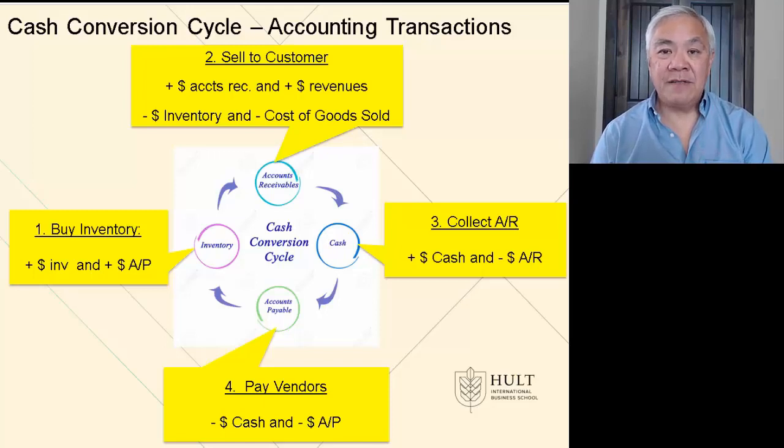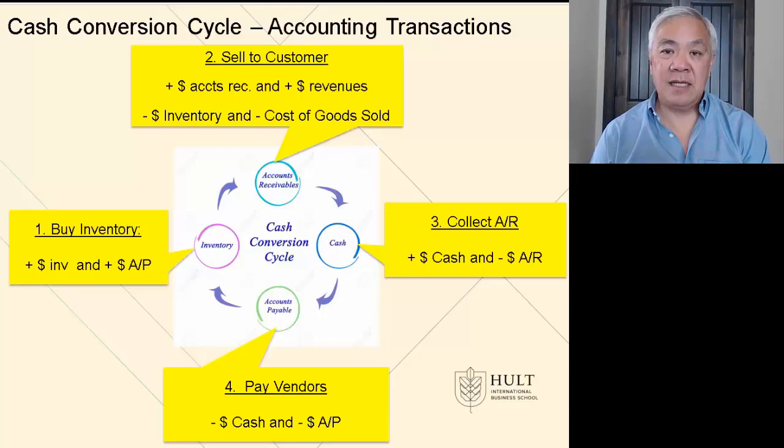Second is we sell the inventory. That is broken into two pieces. The first is the sale transaction. We'll look at accounts receivable going up. That's an asset because somebody owes us money. And we also show that our revenues are up, which is an income statement item, net income. So that will cause an increase in net income and increase in retained earnings.